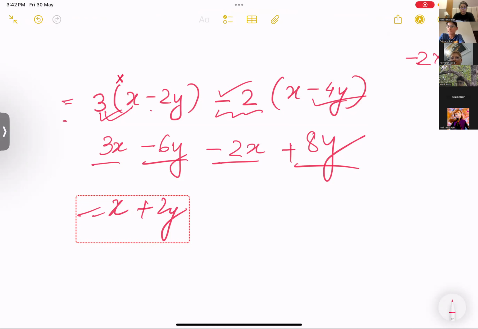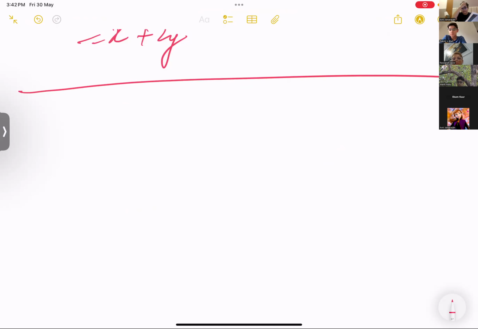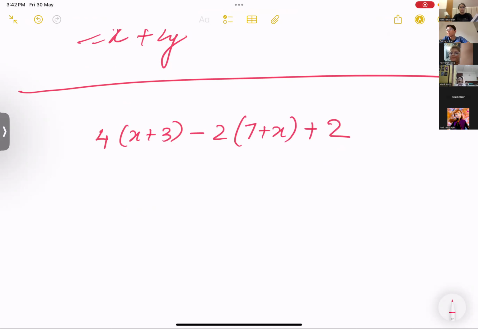Next question, children. I want everyone to do this, please. The class is going to get over in 1 minute. Rejoin again. 4x plus 3, copy the question and solve. 7 plus x plus 2. Solve it.